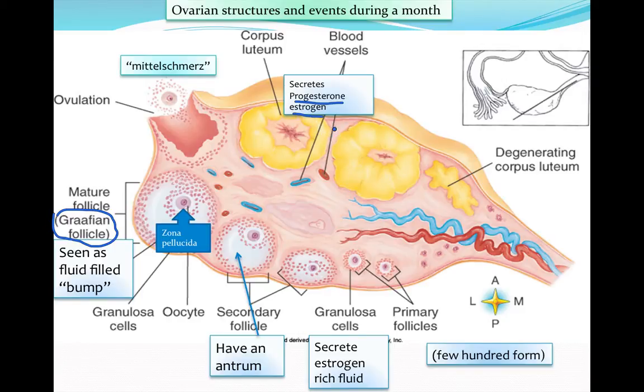Over time, this corpus luteum will begin to degenerate between days 16 and the end of the cycle at day 28 if there is no fertilization event. After that, you can see that the middle has collapsed upon itself, and this is one of the events that happens during degeneration. And then finally, we have the degenerated corpus luteum, which will then be reabsorbed at the end of the month if there is no fertilization event.